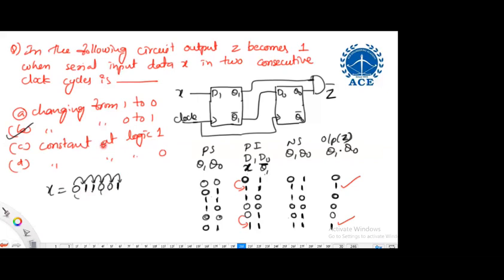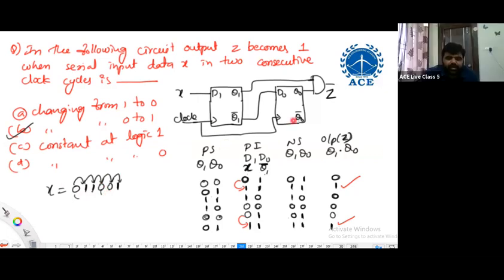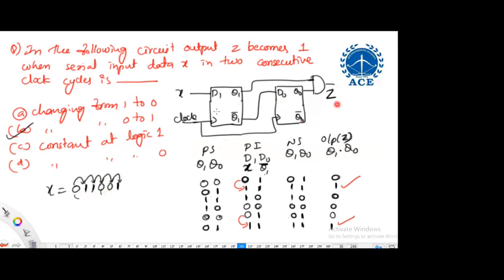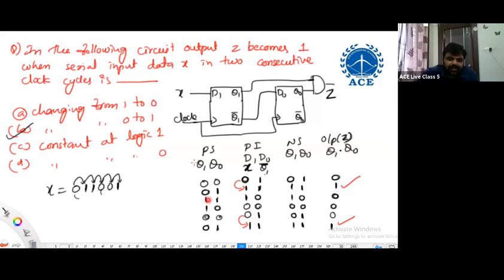Sir, if they ask for 3 consecutive cycles, how do you take it, sir? Then we need to have 3 flip-flops, right? Okay, sir. We need to have 3 flip-flops. Okay, thank you. If you are interested, I'll give you such questions later, but it is not required. Okay, sir.